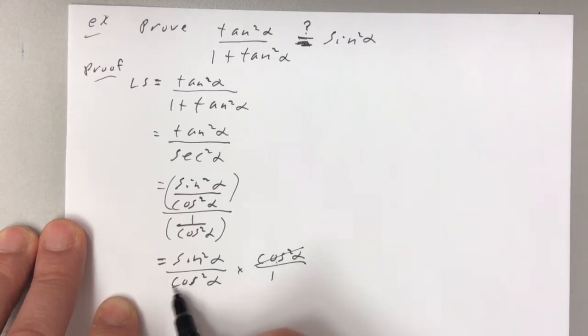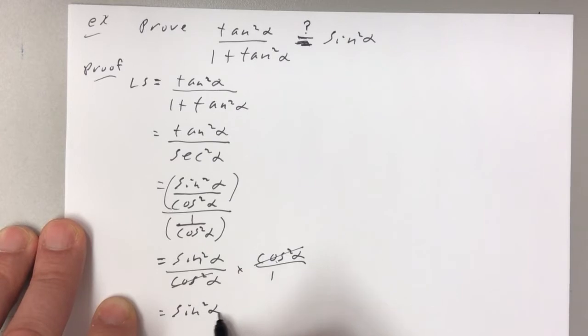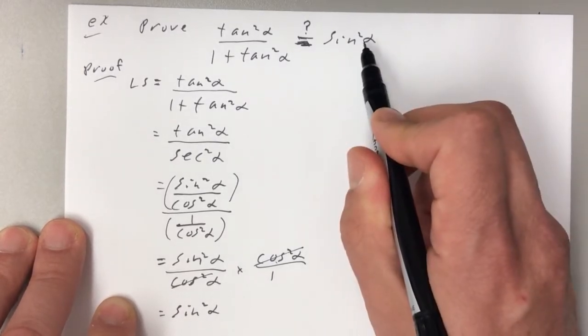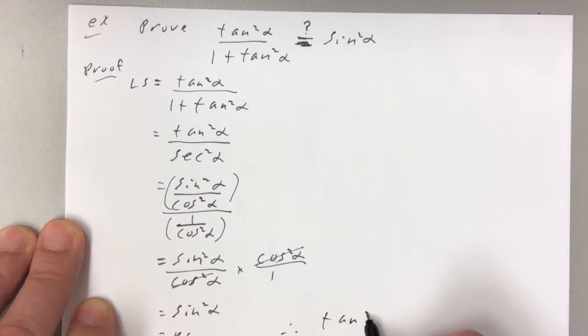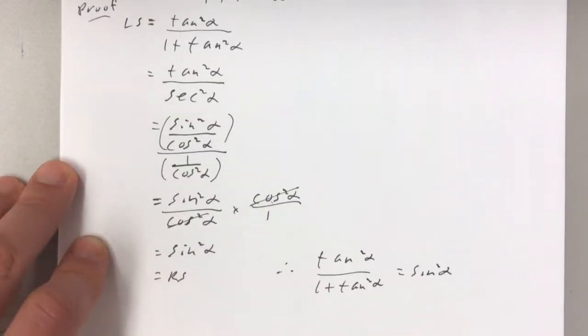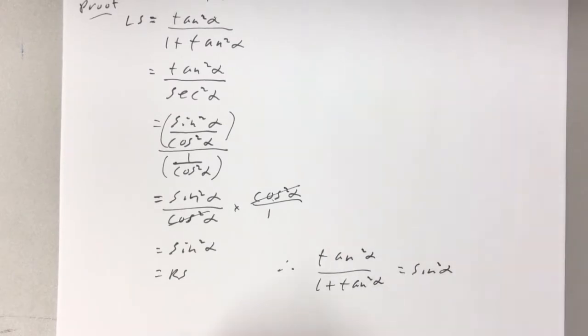Now the cos squareds cancel out, and you end up with sine squared alpha, which happens to be what we want. So now we've got the right side. Okay? And therefore, we can write tan squared alpha over 1 plus tan squared alpha equals sine squared alpha. Okay? So that's one example. Here's another common one here.